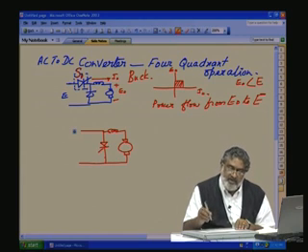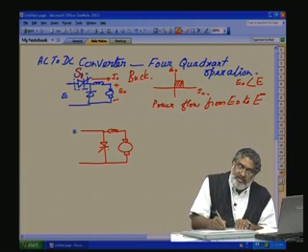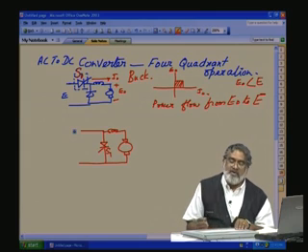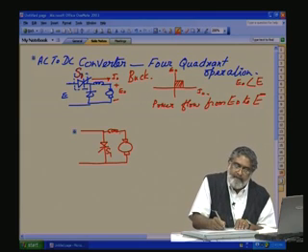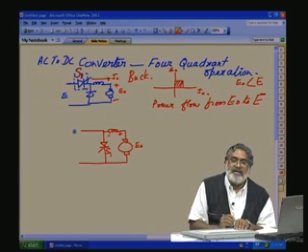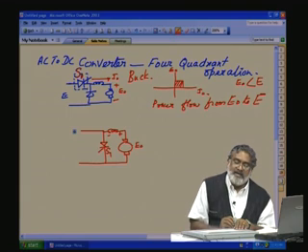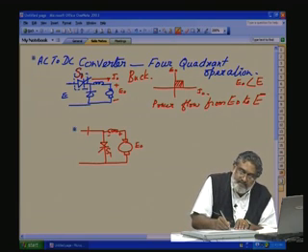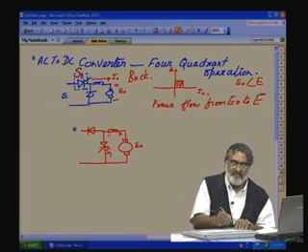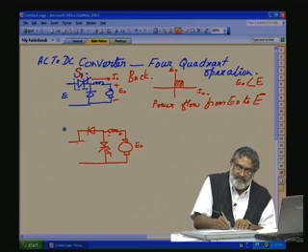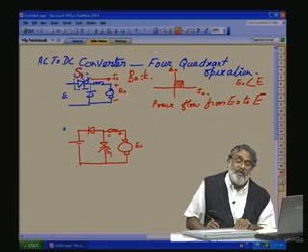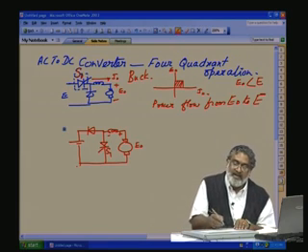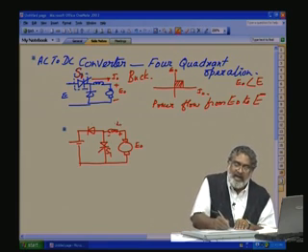So, this is the main switch, S1, which is initially turned on. When S1 is turned on, full E0 will come across L. When S1 is turned off, what will happen? We will put a diode here. This is our E. When S1 is turned off, the current will flow through L and D.